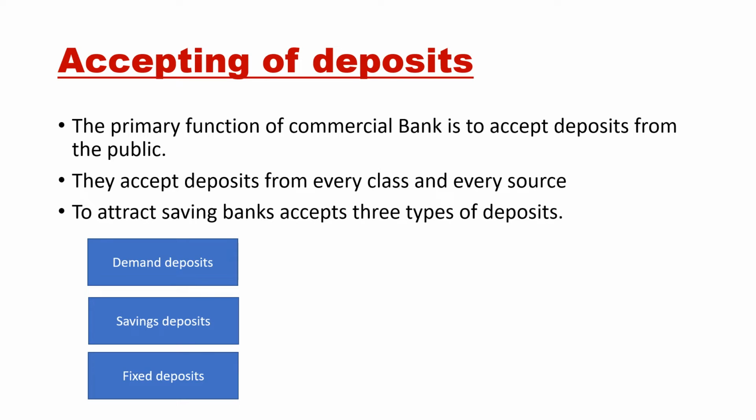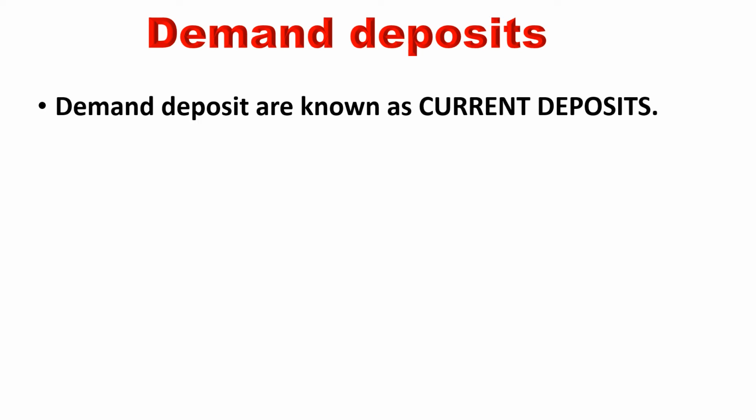Commercial bank usually accepts the deposit from the public. They accept that deposit from every class and from every source. Three ways in which bank usually accepts the deposit. First is demand deposit, second is saving deposit, and the third is fixed deposit. So today in this class we will study about all the types of deposit accounts which are being provided by the bank. First is demand deposit.